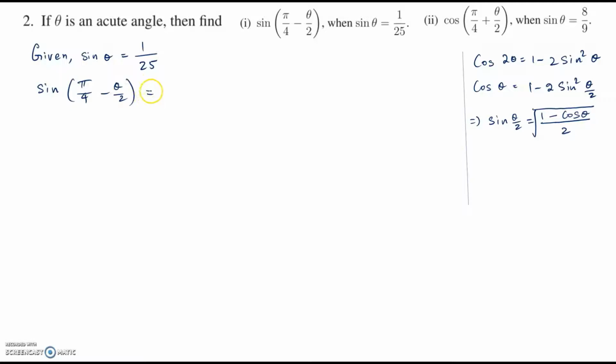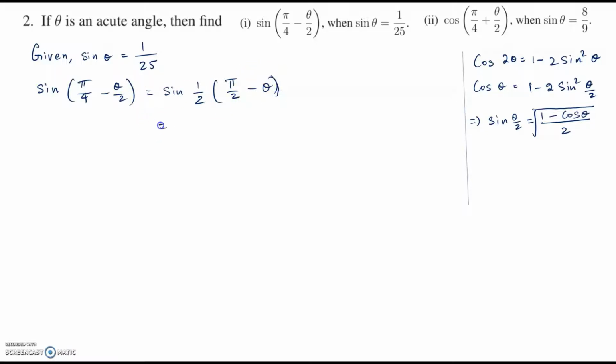This is a very easy problem, we just need to understand. Let's take 1/2 out from the denominator, out of the brackets. So this will become sine of 1/2. If I take 1/2 from pi/4, this will become pi/2. And if I take 1/2 from theta/2, it will become theta.